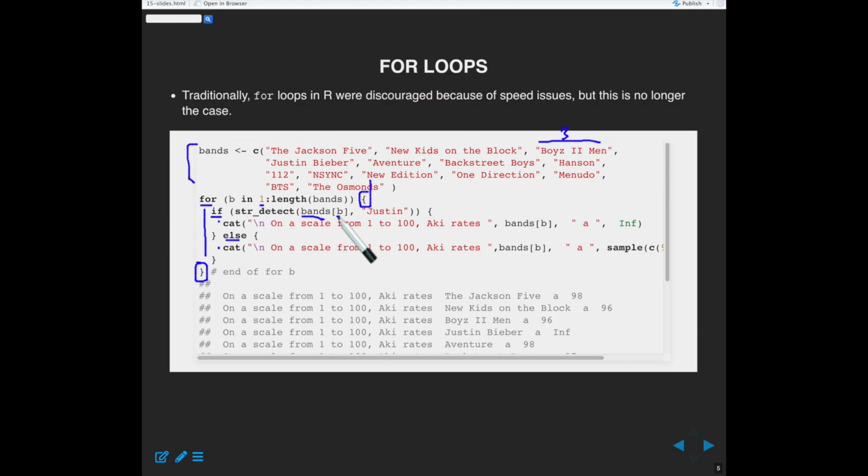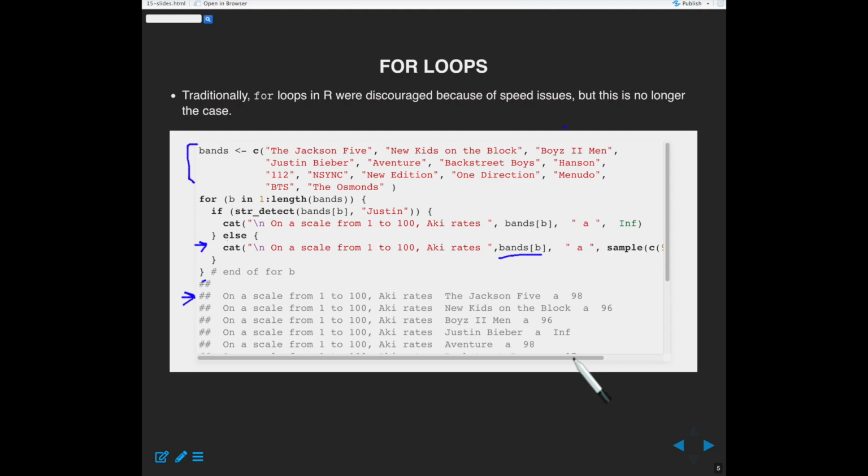So the beginning, that's the first, and the first guy is Jackson 5. And when it comes in here, the string detect will come in, and it'll fail because Jackson 5 does not contain Justin, and so it'll come down here to the else statement and execute this. So now we print out, on a scale from 1 to 100, Aki rates the bth band, which is going to be the Jackson 5, so that's the output right here.